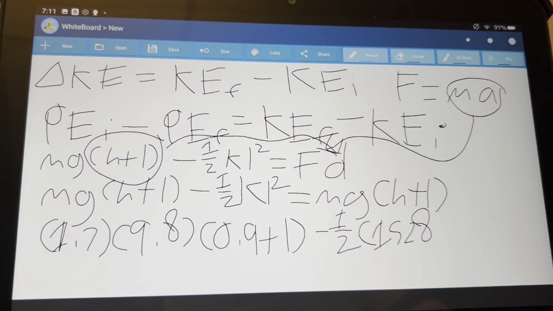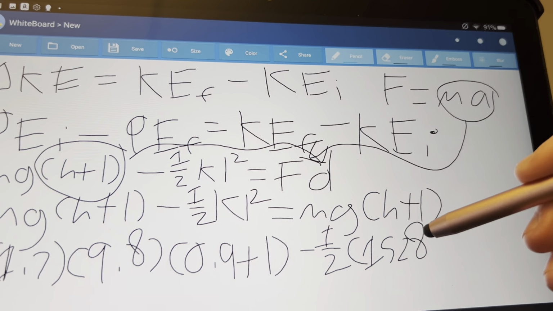Oh yeah, 1,528 L squared is equal to, I'm just going to put this on another line because my handwriting is very large, the mass once again times gravity, which is 9.8, times h, which is 0.9 plus L, right?